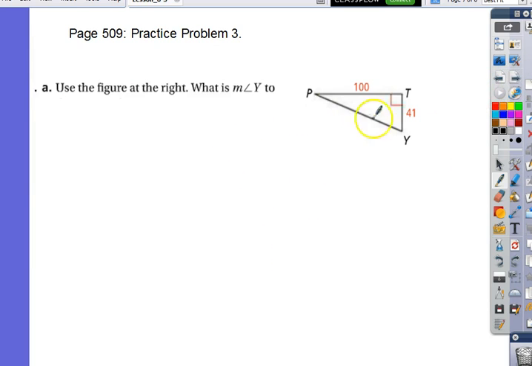So what I want you to do is use this figure right here, and find the measure of angle y. You're going to have to figure out which trig function to use, and then you're going to have to use an inverse function.